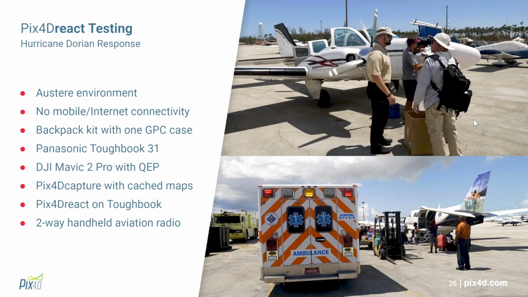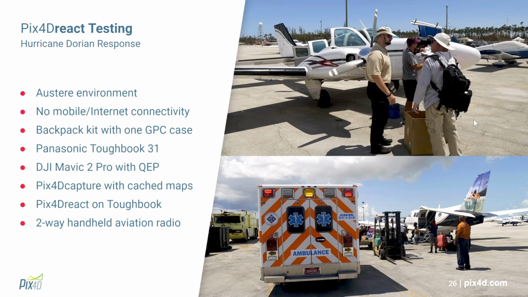And so we had a backpack kit with a Panasonic Toughbook, a GPC case that had a Mavic 2 Pro, and of course, Pix4D Capture, which we had pre-cached with maps of the Bahamian Islands. And I can't stress how important that was. If we had gotten over there without caching the maps, this would have been a no-go, because we needed to have the maps to be able to coordinate the flight operations.